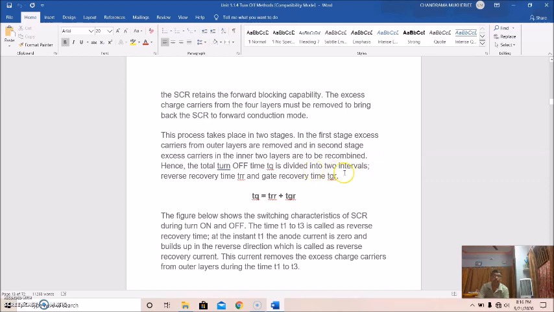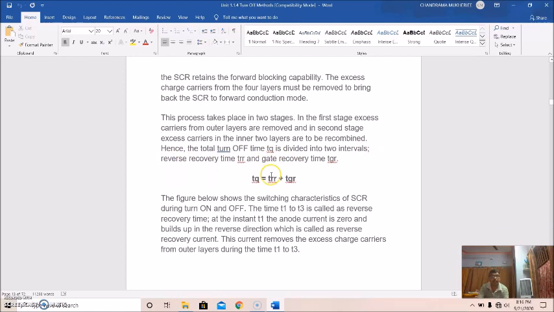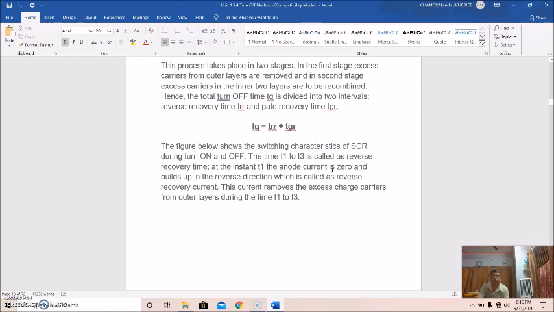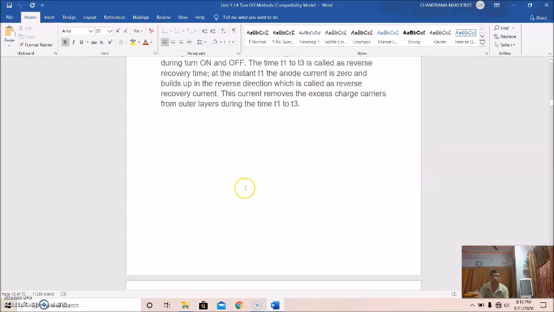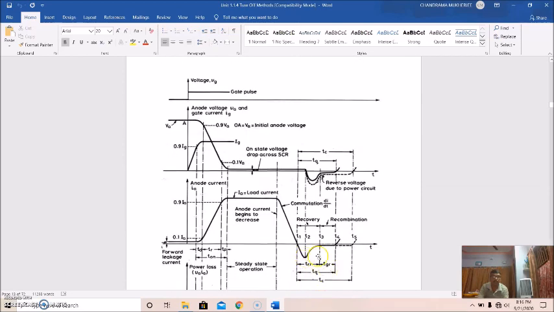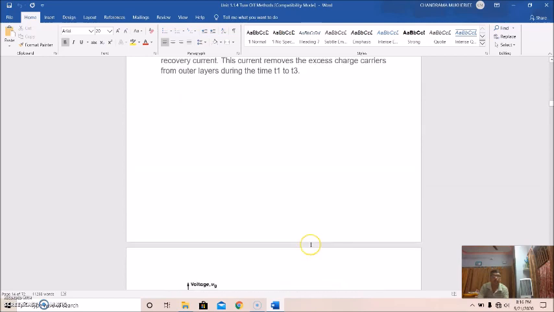So the inner 2 layers are to be recombined, and the total turn-off time TQ is divided into 2 intervals: reverse recovery time TRR and gate recovery time TGR. That is shown in the figures of the SCR carriers. The time T1 to T3 is called the reverse recovery time.